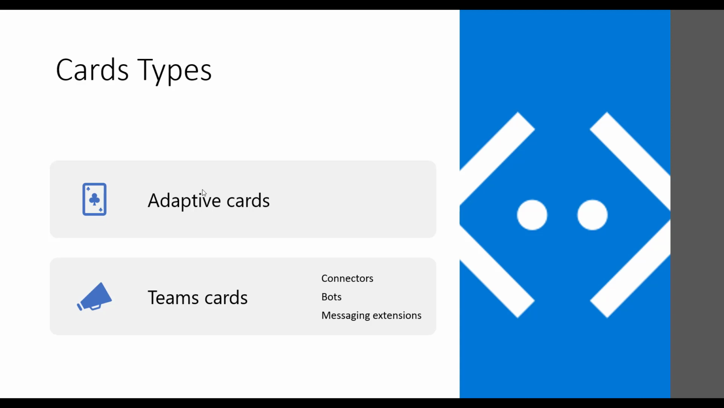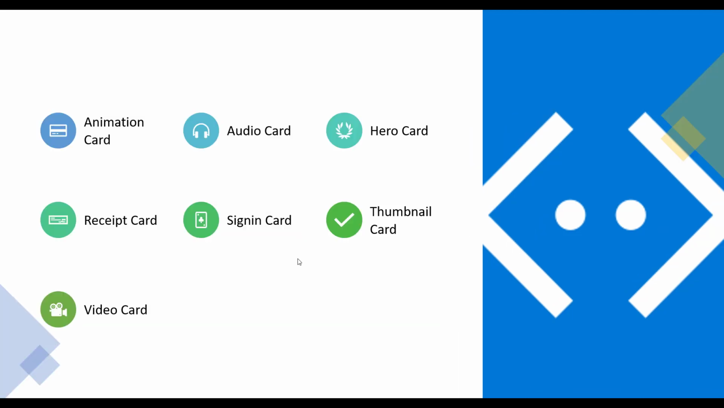Let's say, for example, if I create my own card, the same card you can use in Outlook, the bot framework, or Teams. That's where the adaptive card comes into the picture. We'll learn about this one a little bit later. First, we'll see the bot types of cards.